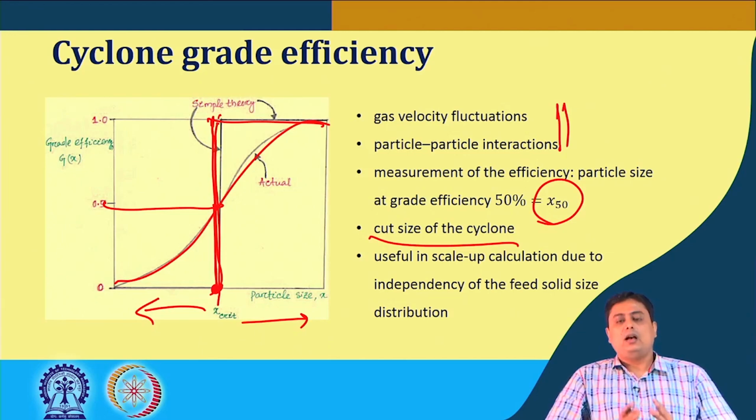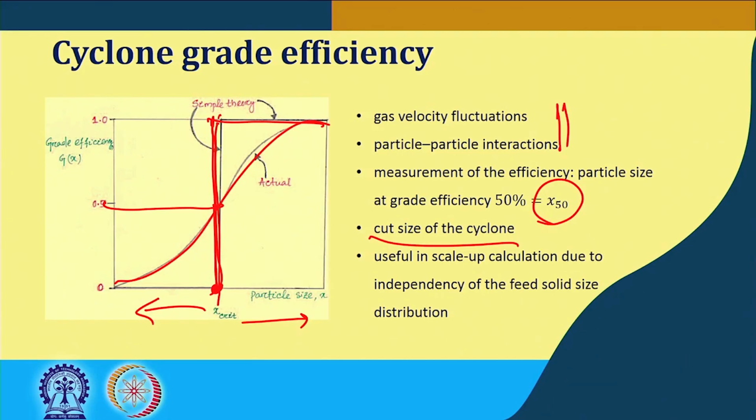So, with this I will stop here today, and in the next class we will be dealing with a couple of problems related to this grade efficiency, overall efficiency, how the size distributions can be calculated if the two outlet values are given, and we will see the range of operation of these cyclone separators. Till then, I thank you for your attention.